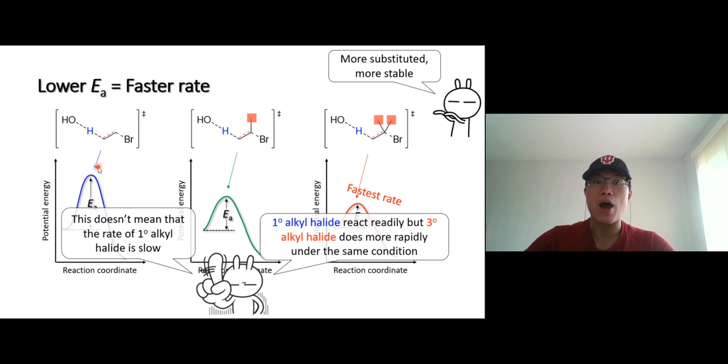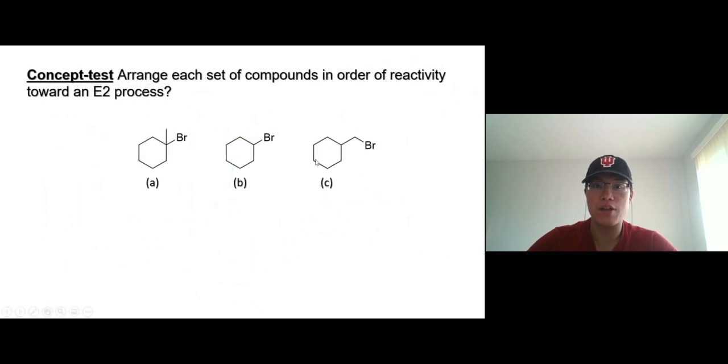This doesn't mean that primary goes slow. They could go fast. It depends on the conditions that you use. If you use a strong base, it can facilitate the reaction as well, right? But the tertiary is faster than secondary and primary, right? All right, rank real quick. If I take all these alkyl halides and do an E2 reaction, who goes the fastest? This is simple. So tertiary, then secondary, then primary: A, B, and C.